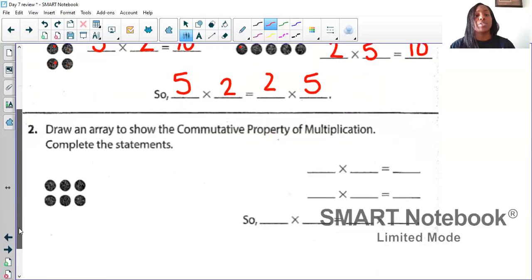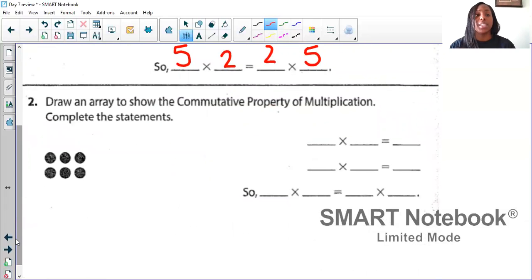So draw an array to show the commutative property of multiplication. Complete the statements. So how many rows do we see right here? 1, 2. So I'm going to write 2 times what? Let's see how many are in each row. 1, 2, 3. So 2 times 3. 2 times 3 equals, you better know that one. 2 times 3 equals 6. That's right.